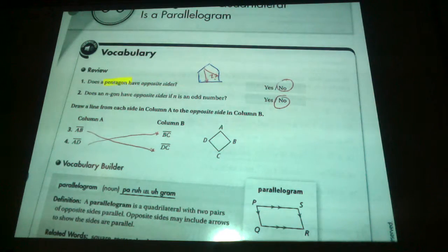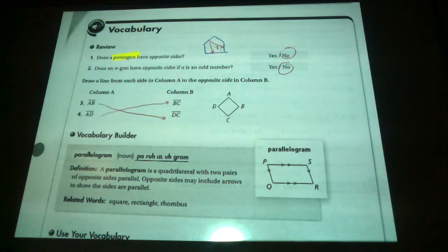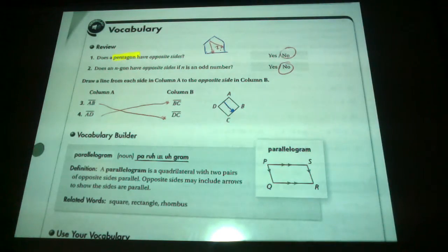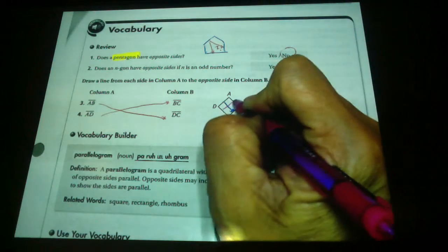So then notice that in 3 and 4, they give you a quadrilateral, which has an even number of sides, and this was kind of a no-brainer because they probably weren't going to go straight across, just saying. But if you go straight across here, there's your opposite side, and straight across here, there's your opposite side.